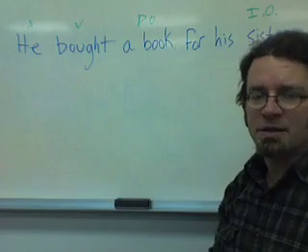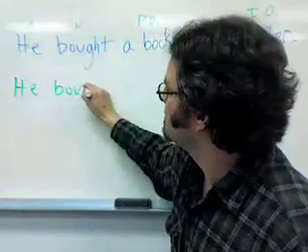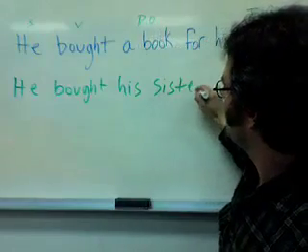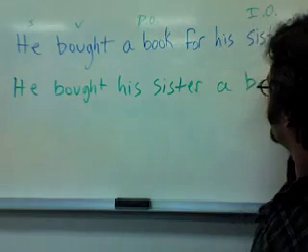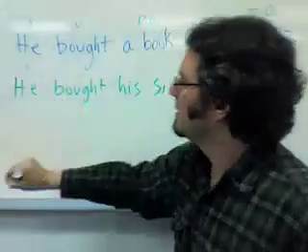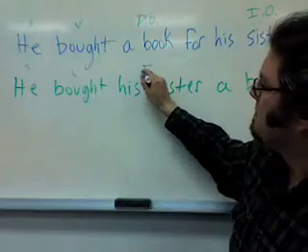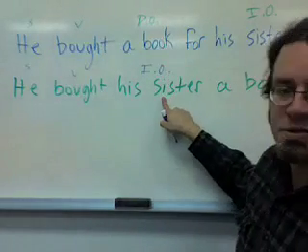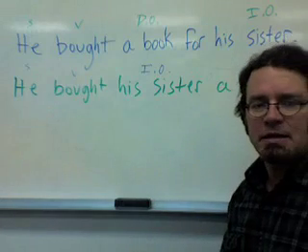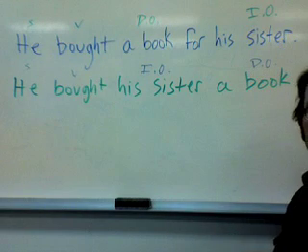You can rewrite the sentence like this. He bought his sister a book. The subject is he, the verb is bought, the indirect object is his sister, and book is the direct object at the end of the sentence. He bought his sister a book.